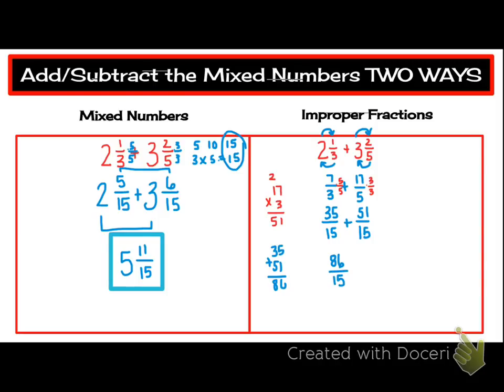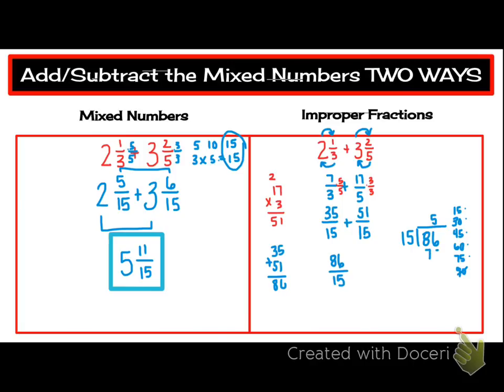Now I see that it is improper. I don't know if I can simplify it at all, so I'm going to change it to a mixed number. I'm going to divide 86 by 15. I do not know how many times it goes in, so I'm going to count by 15s. 15, 30, 45, 60, 75, 90. This one goes over. So I see that it is 1, 2, 3, 4, 5 times, 5 whole times.